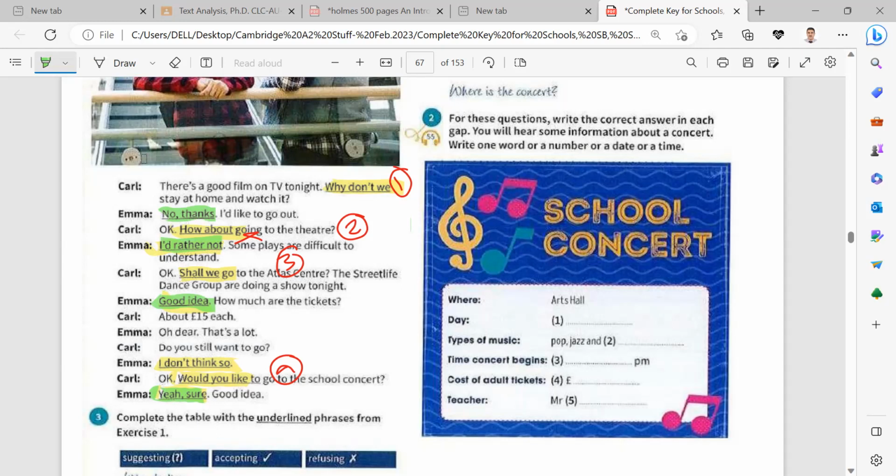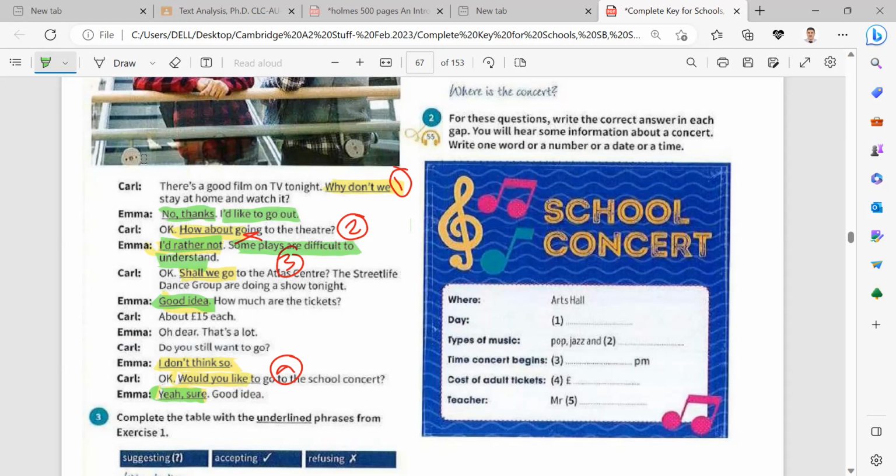But of course, if you refuse the suggestion, Sarah, you should say a reason why, or give me another idea. For example, no thanks. Why? I'd like to go out. Another one, I'd rather not. Why does he refuse? Some plays are difficult to understand. That is, a convincing reason.